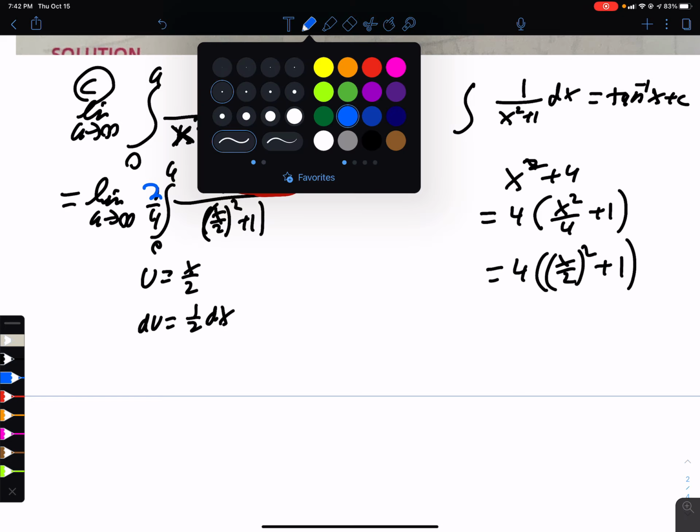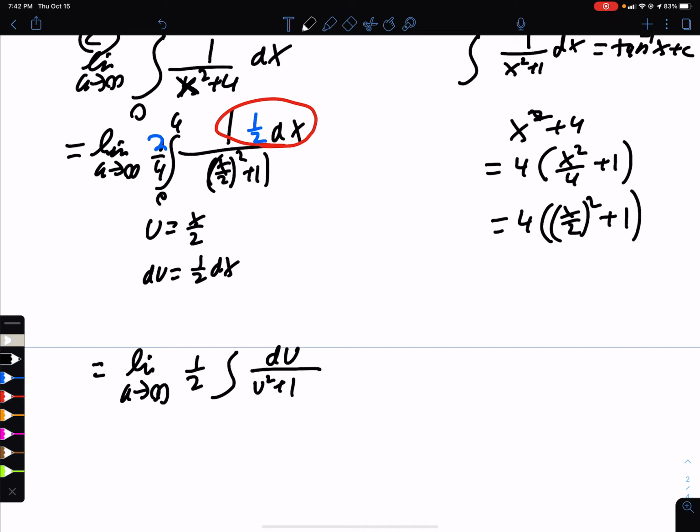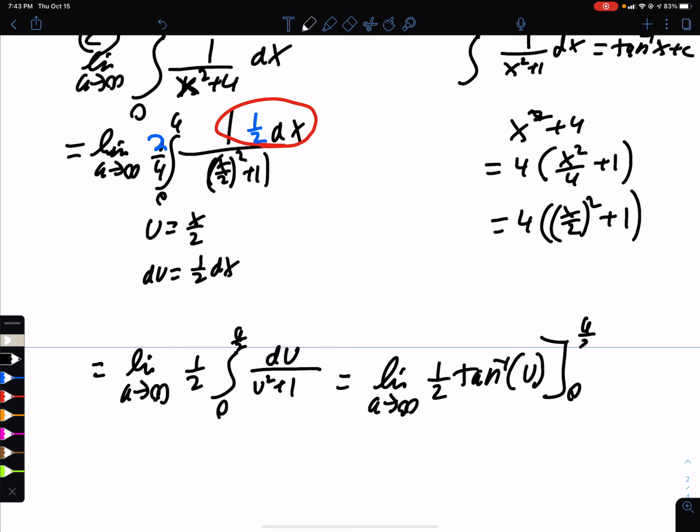Now I can rewrite this. So this will be the limit as a goes to infinity. And this is a good review from last year in integrating 1 over u squared plus 1. Now, this is 0, believe it or not. You put a 0 there, it's still 0. And this is a. We're going to get a over 2. Now we get arctan of u from 0 to a over 2.